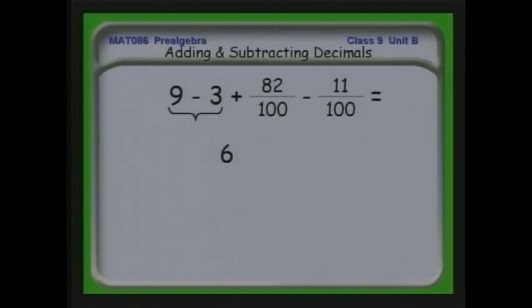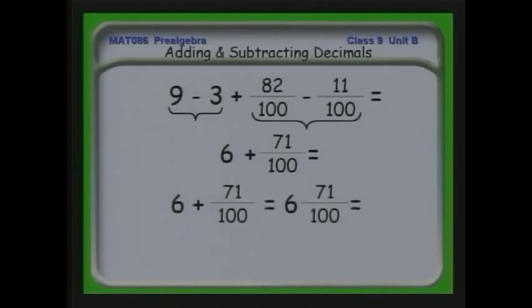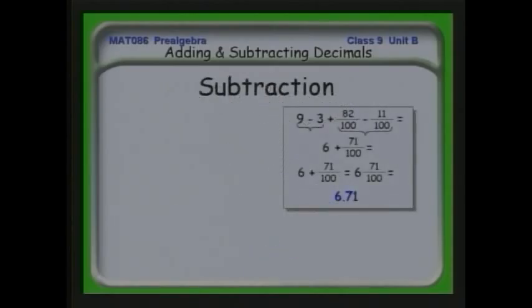9 minus 3 is 6. 82 100ths minus 11 100ths is 71 100ths. Now we can transform this directly into a decimal. And the result of that subtraction is 6.71. Let's take a close look at the procedure that we've used for doing that. There's what we've just done with the development using fractions. Let's just try this as a standard subtraction and see what happens.